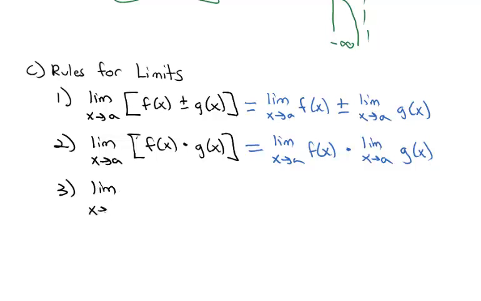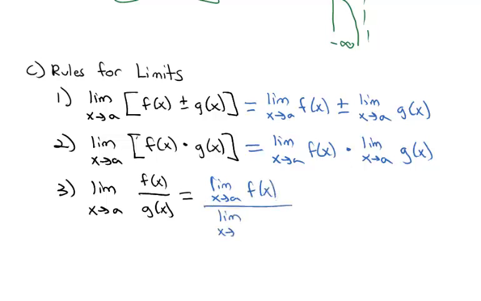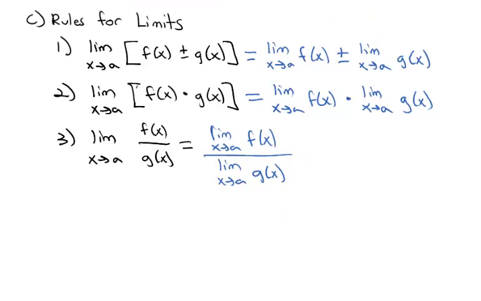It also works with division. So add, subtract, multiply, divide, it doesn't matter. The limit as x goes to a of f of x divided by g of x: take the limits of the parts. The limit as x goes to a of f of x, and divide it by the limit as x goes to a of g of x. Take the limit of the parts and then divide the answers.